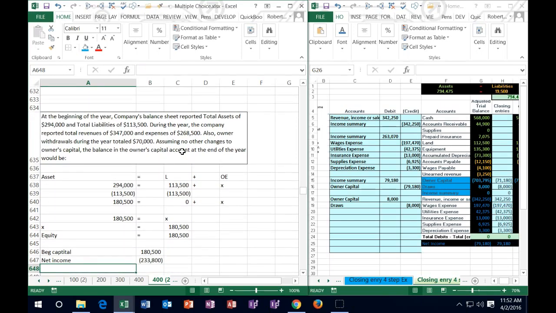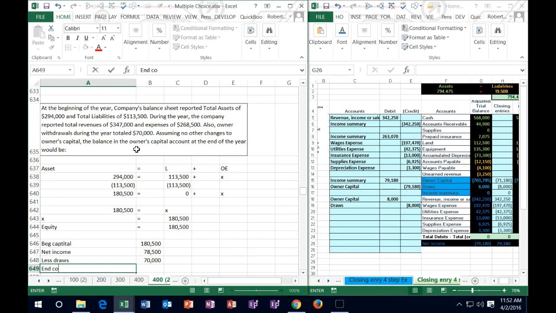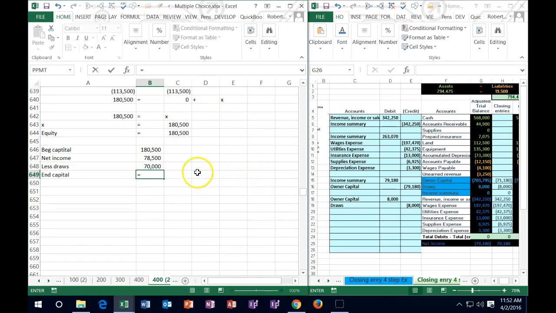We're going to say this revenue equals 347,000 minus the 268.5. That looks more right. And then we're going to say less draws, and draws happen to be 70,000. And that's going to be our ending capital. So the capital would be calculated as 180,500 plus the net income of 78.5 minus the draws of 70,000.